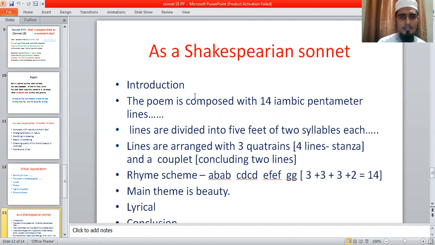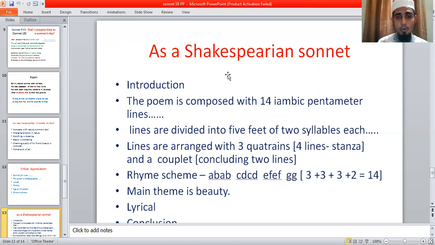So another very important question is: as a Shakespearean sonnet, evaluate. There is a question: evaluate Sonnet 18 as a Shakespearean sonnet. This question is very much important for your exam. So at the very beginning, you will give an introduction that Sonnet 18 is a supreme example of Shakespearean sonnet. This is the finest and beautiful sonnet by William Shakespeare. It is number 18. In this sonnet, William Shakespeare glorifies his friend's beauty.